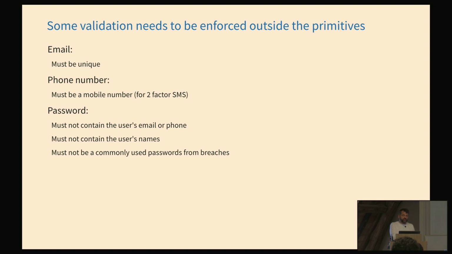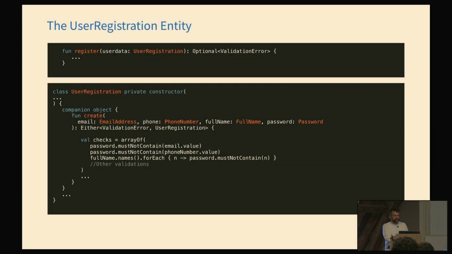And then passwords. Maybe we have some rules that say the password must not contain the user's email or phone number, the password must not contain the user's names, and it must not contain a password that's commonly used in breaches. Again, it's super hard for a single primitive to enforce these rules because the password class doesn't know about the email or the phone number. But this is where this user registration object comes in.